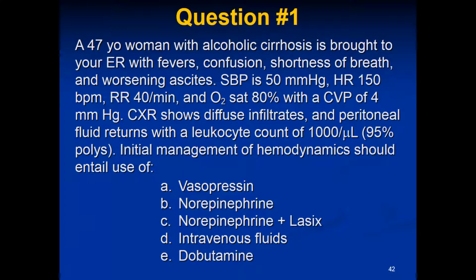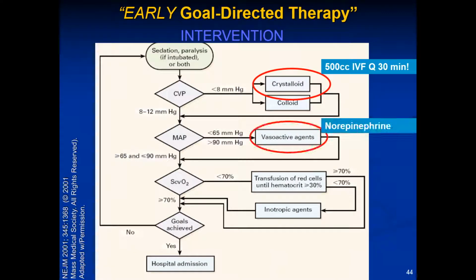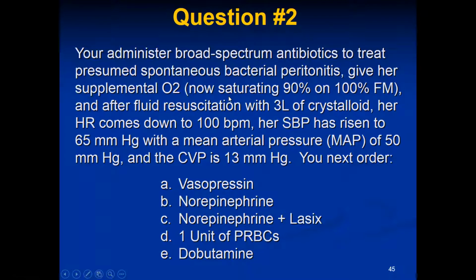Initial management of hemodynamics should entail either vasopressin, norepinephrine plus Lasix, intravenous fluids, or dobutamine. And the answer is intravenous fluids, and this is early goal-directed therapy in quotes. The top part of this algorithm, which again, we've moved away from early goal-directed therapy as a sole concept, but this notion of an early fluid resuscitation followed by or in parallel with pressors to maintain perfusion is really the hallmark of early resuscitative strategy.